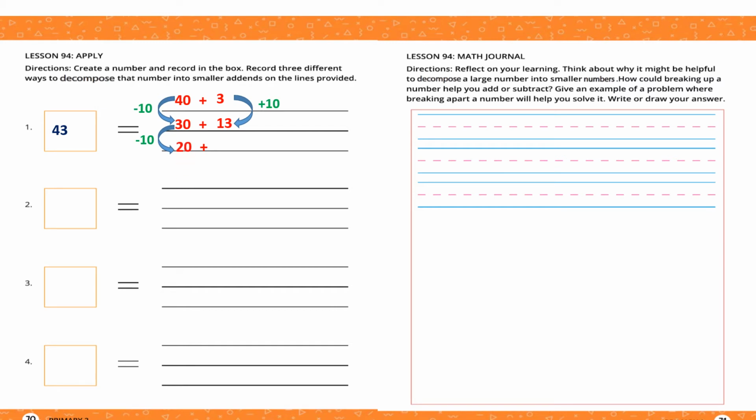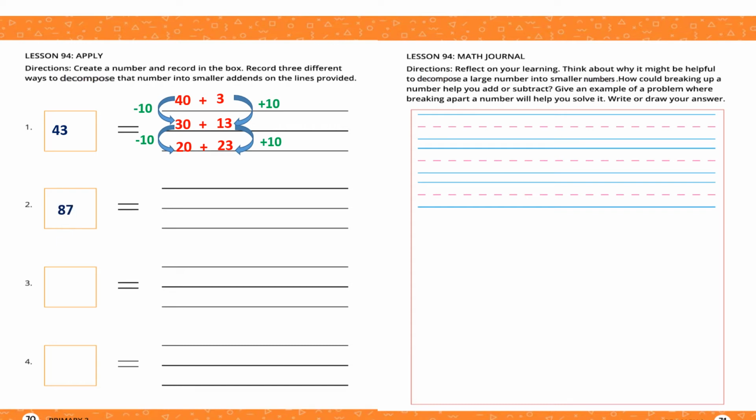The next equation: if we subtract 10 again from 30, 30 minus 10 equals 20. So we have to add 10 to 13. 13 plus 10 equals what? Equals 23. Now we have 3 equations: 40 plus 3, the first one, 30 plus 13, the next one, 20 plus 23, the third one. All of these equations are equal to each other. They are all equal to the number 43.